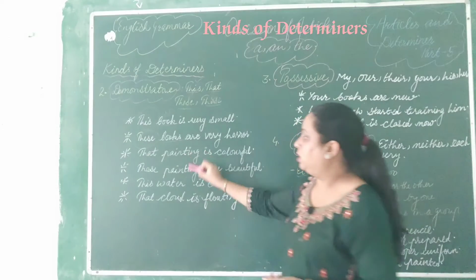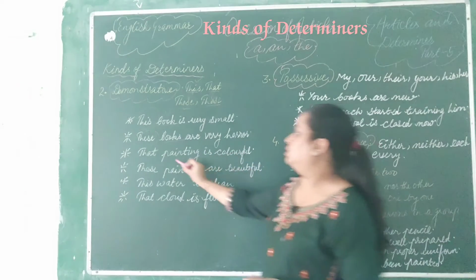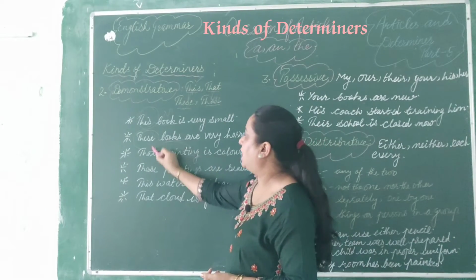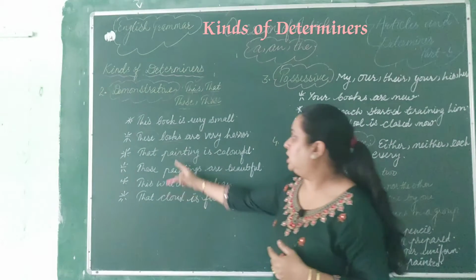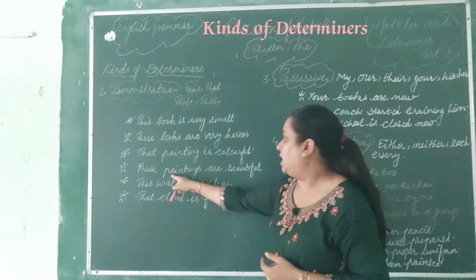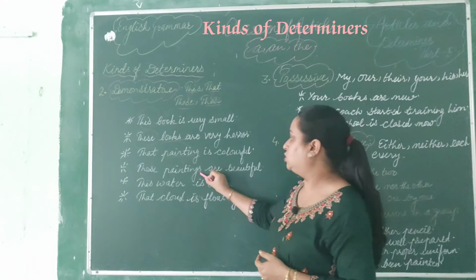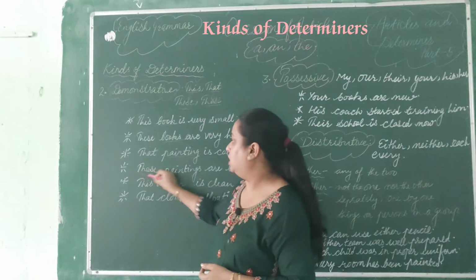Next one is, that painting is colorful. So painting is a noun here, and before that there is that, which is telling the singular form. So that painting is colorful. Those paintings are beautiful. Here this is showing a plural noun, paintings, so that's why we are using those here.